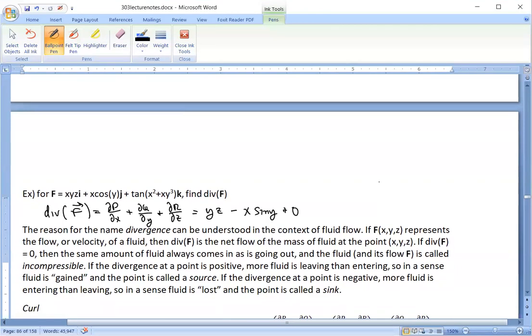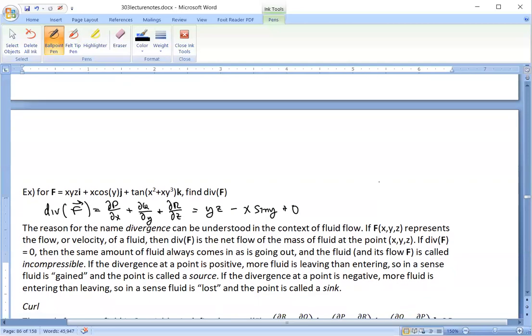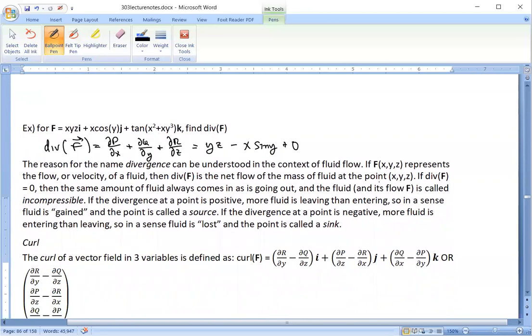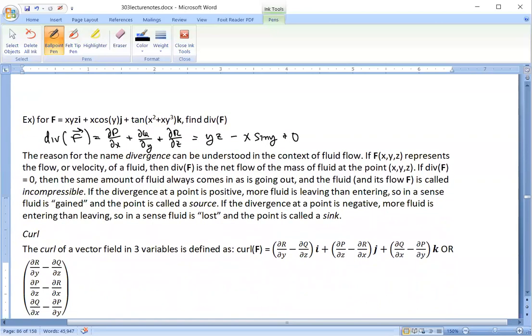Next, our third and final operator that we're going to deal with, the curl operator. So what is the curl? The curl of a vector field in 3 dimensions is defined the following way. Curl of F, and again, remember that vector field F is just P, Q, R, where all 3 of those are functions. Here we go. The first component is dR/dy minus dQ/dz. The second component is dP/dz minus dR/dx. And the third component is dQ/dx minus dP/dy. And you can write that in ijk notation or in column vector notation.